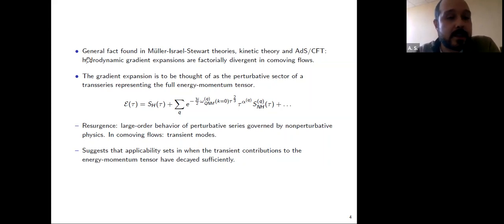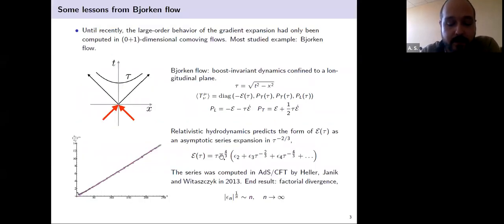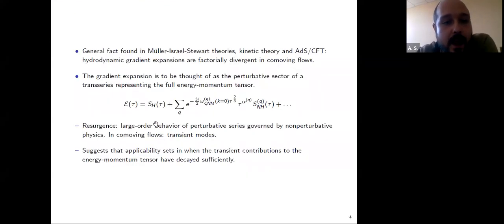Now, a natural consequence of this observation is that the mathematically correct way of thinking about the gradient expansion is as nothing but the perturbative sector of a transseries that represents the energy momentum tensor. So this SH here represents the gradient expansion that I was referring to before, expressed in inverse powers of the proper time. And to have a self-consistent description of the full energy momentum tensor, this factorially divergent late time expansion has to be upgraded to a transseries, which contains a number of non-perturbative sectors. And by the phenomenon of resurgence, the large-order behavior of this perturbative piece of the transseries is governed by the non-perturbative physics that fixes the non-perturbative transseries sectors.